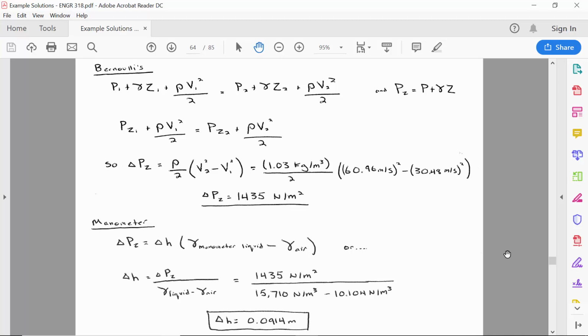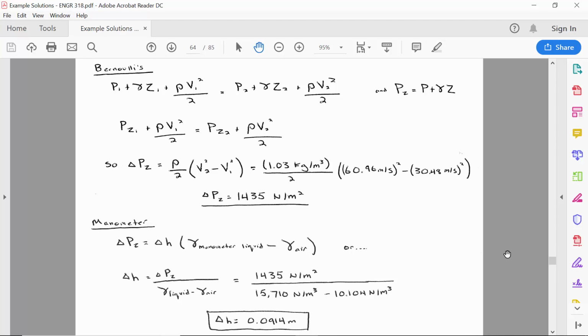So you can see for P1 plus gamma Z1, we group that together, and that's P sub Z1. So the piezometric pressure at 1 plus the velocity head. Oh, well, it's not velocity head. I guess this is the velocity pressure at 1. And then also at 2. So then delta P sub Z is just P sub Z1 minus P sub Z2. So that's on the left-hand side of the equation.